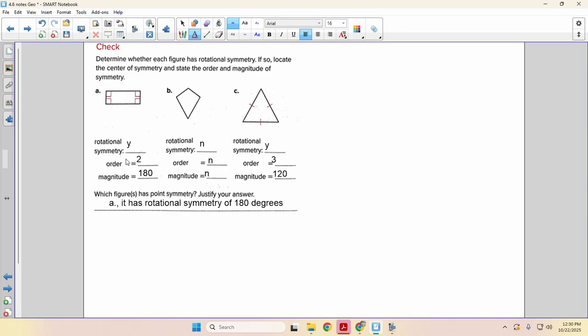All right, so the answers to the check are yes, no, and yes. The rectangle has an order of 2 and a magnitude of 180. No rotational symmetry, no order, and no magnitude for this kite shape here. And then rotational symmetry here, yes, this point to this point, this corner to this corner, and this corner to this corner. So it has an order of 3 and its magnitude is 120. Which figures have point symmetry? This first rectangle A, it has a rotational symmetry of 180 degrees.